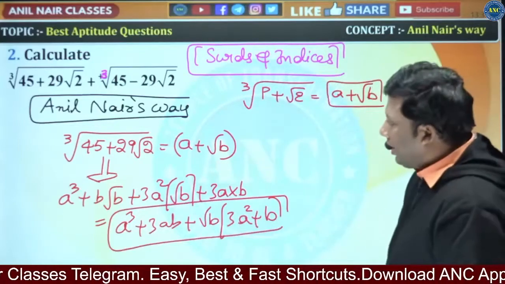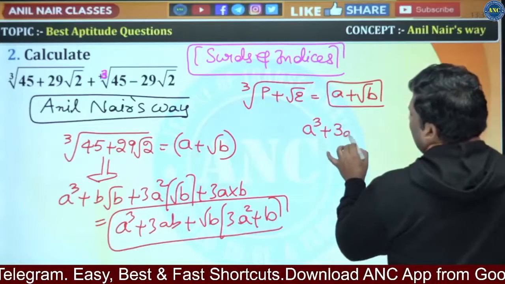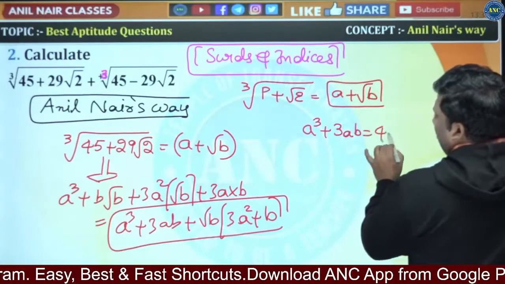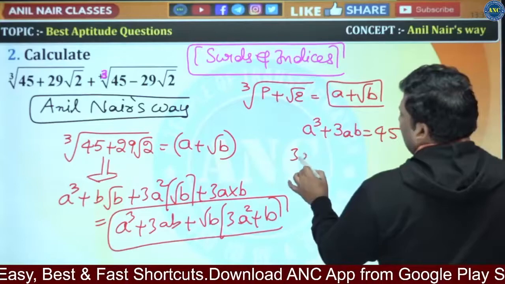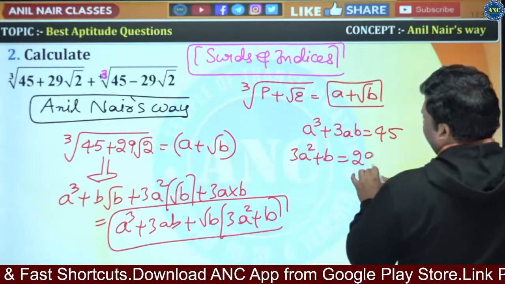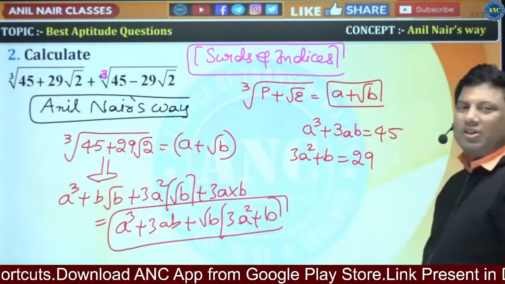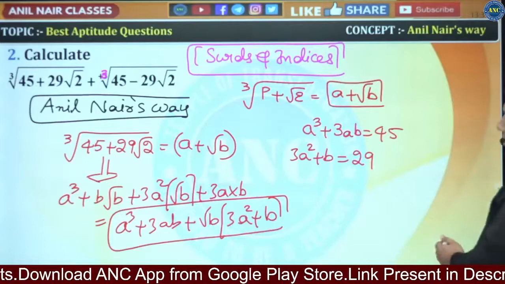3a square plus b. I hope the idea is clear. So a cube plus 3ab is equivalent to 45, and 3a square plus b is equivalent to 29. Now this becomes very easy.